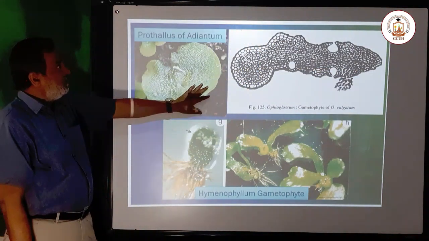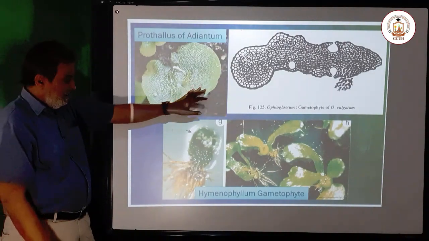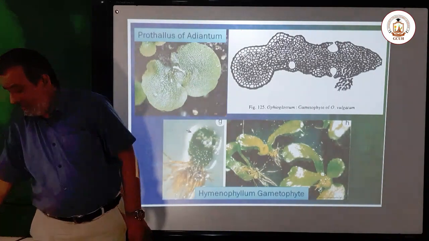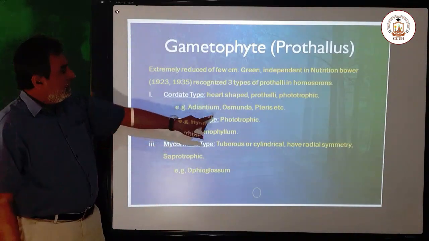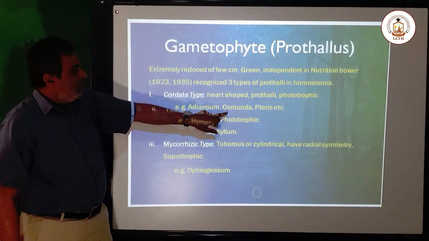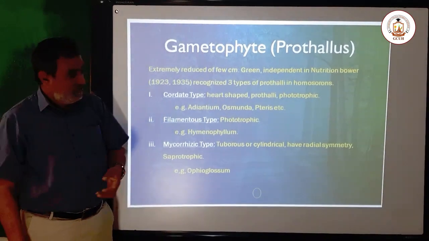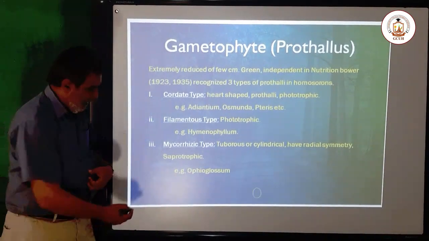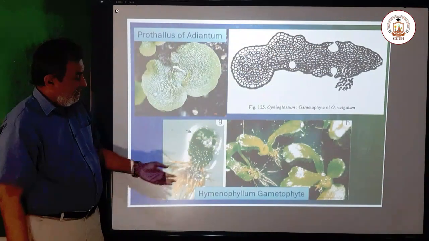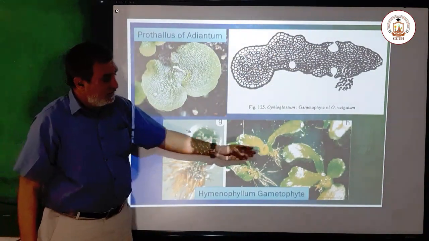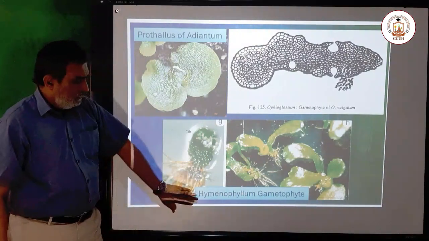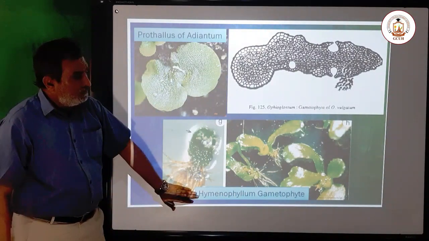This is the heart shape present in Adiantum. This I have told you here in Adiantum, Osmunda, that is cordate type because it is a heart-shaped structure. Then we will see the filamentous type. The filaments are here. This is the filamentous type, present in Hymenophyllum.